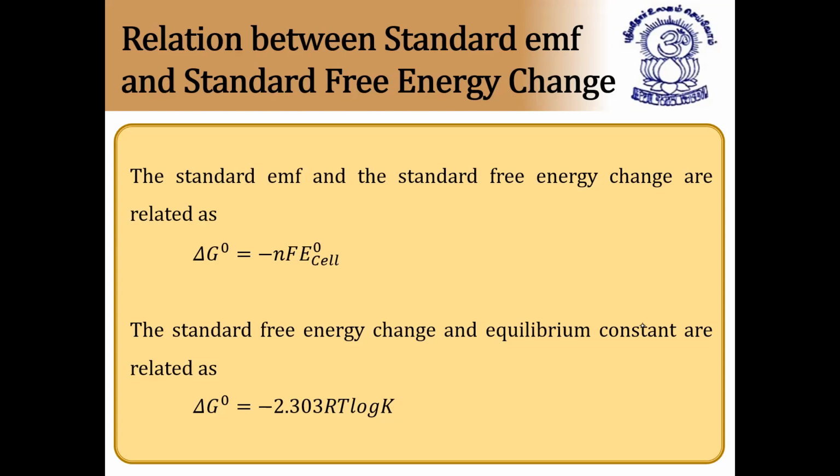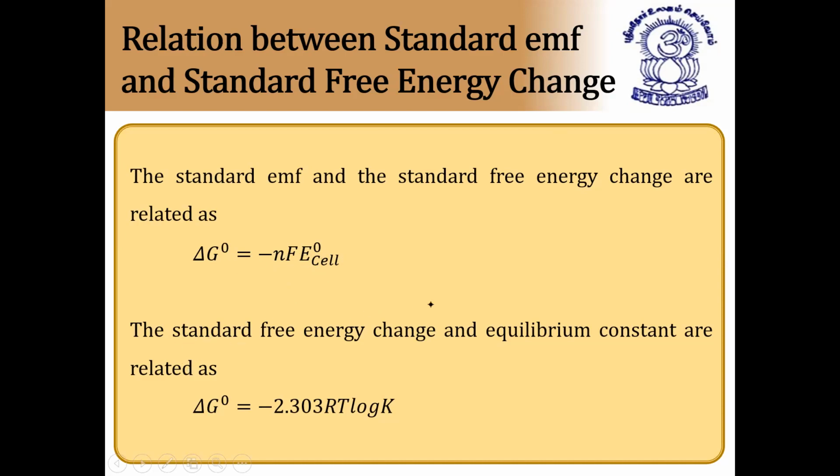As the reactants change to products, there is a free energy change, and it is denoted by the letter delta G. The standard EMF and the standard free energy change are related as delta G degree is equal to minus nF E degree of cell, where E degree of cell is the electrode potential of the cell, not the EMF of the cell. So delta G degree is equal to minus nF E degree of cell.